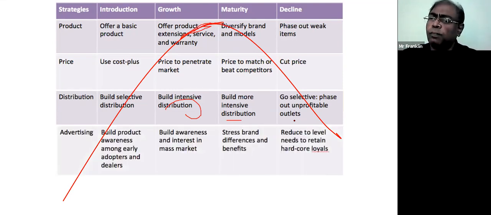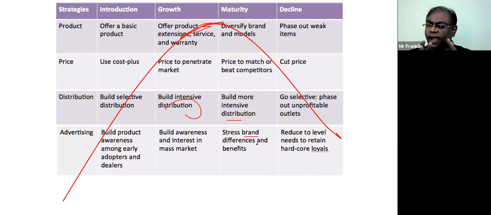Next is advertising, or this is promotion. At introduction, a lot of money is spent to build product awareness among early adopters. At the growth stage, you build awareness and interest in the mass market. So now not only selective people have it. Now here you talk about maturity, you stress the brand differences.